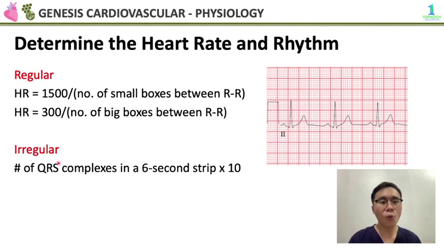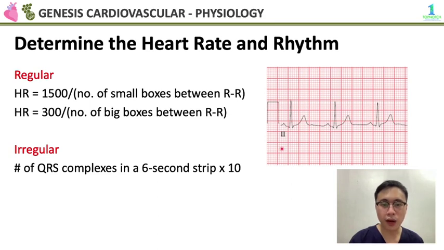Okay? What if it's irregular? Say, for example, the patient has atrial fibrillation or the rhythm is irregular. Okay, so you cannot use this formula kasi yung R to R nito, iba sa R to R yung kasunod, no? So that would be very misleading. So what you do is you count a 6-second strip or basically you count 30 big boxes. Okay?